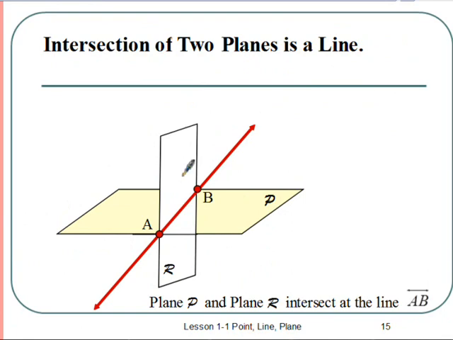The intersection of 2 planes is a line. So we have this vertical plane here and this horizontal plane here, and they intersect at this red line. So plane P and plane R intersect at the line AB.